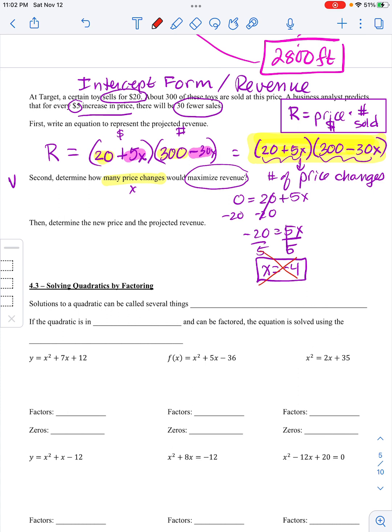Over here, I have what would make 300 minus 30x equal 0. So I would move the 300 over by subtraction. I would get negative 30x equals negative 300. Dividing by negative 30, I find out that it would be 10 price changes. 10 price changes makes so much more sense than negative 4 price changes.